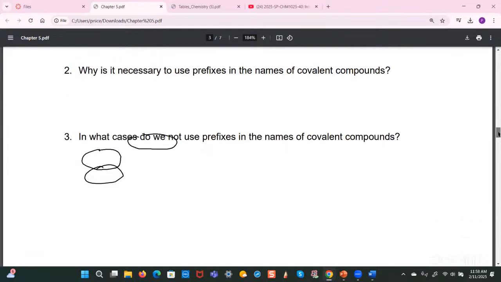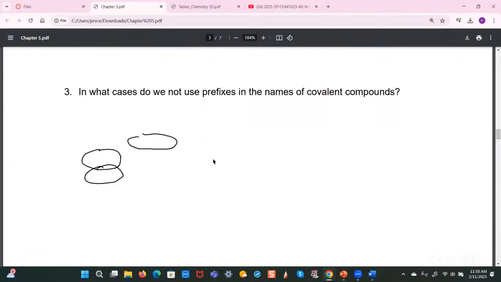Okay, we just talked about this. In what cases do we not use prefixes in the names of covalent compounds? What did I just say a while ago? There are two instances. One of the elements, hydrogen. If one of the elements is hydrogen, right? We're talking about binary compounds here, two elements, so if one of them is hydrogen, no prefix at all, and what's the other case?